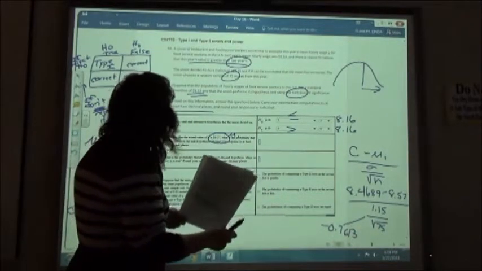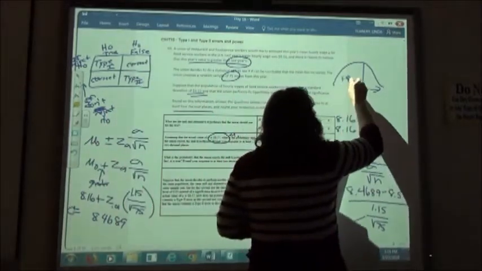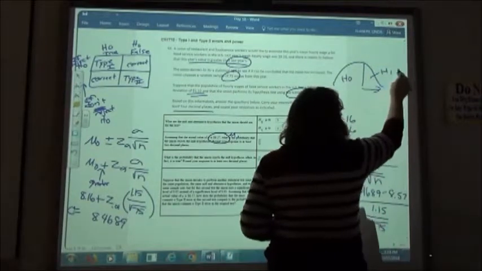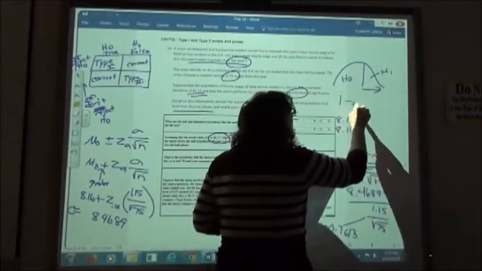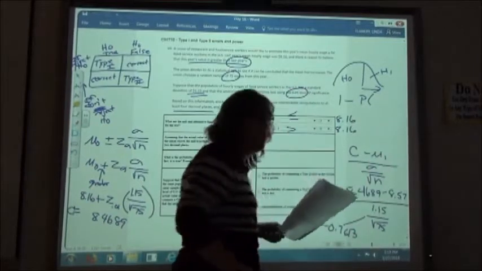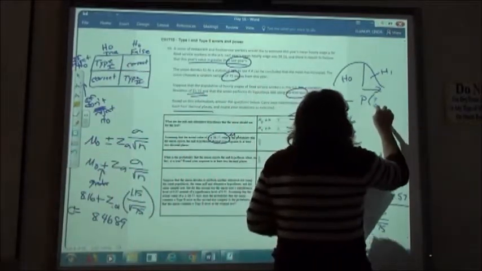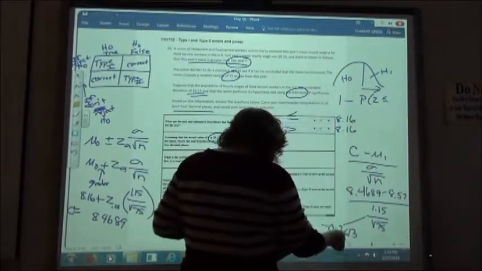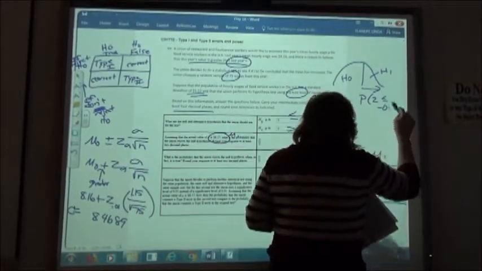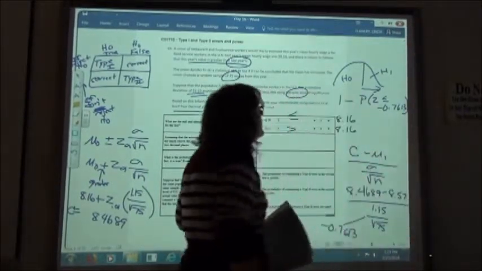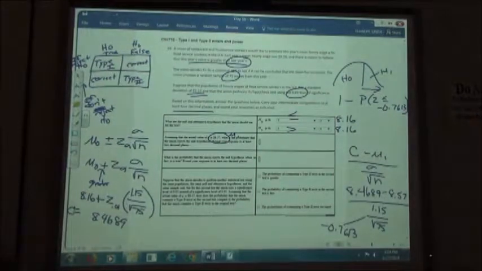So, since we're finding this side of a right-tailed test, we're going to do 1 minus the p-value because the p is less than on our calculator of z is less than or equal to that answer, negative 0.7613. If it's a less than, you don't need the 1 minus, but since it's a greater than, we have to do the 1 minus. That's what we did last week.